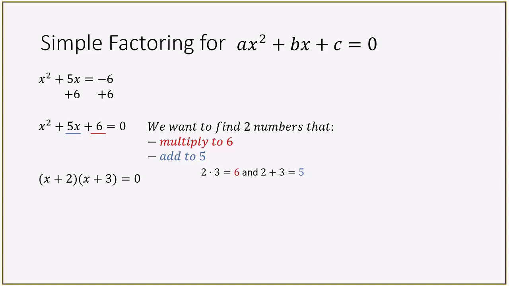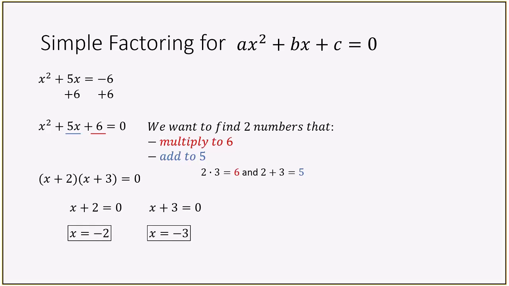Now, using the strategy that we talked about on the previous slide, we set both parts equal to 0 and solve. In this case, it's a one-step process, so I didn't really write it out explicitly, but I would subtract 2 from both sides. I get x equals negative 2. And I would subtract 3 from both sides and get x is equal to negative 3.